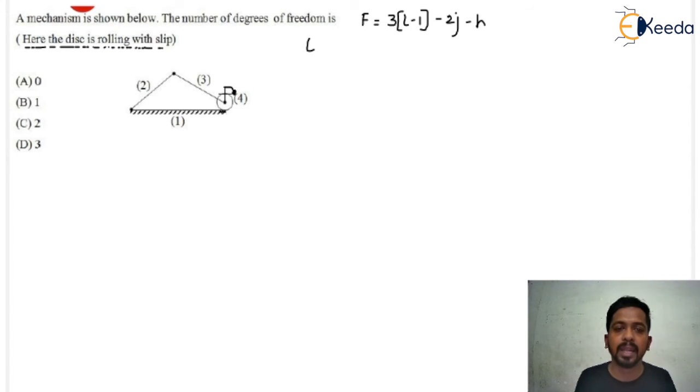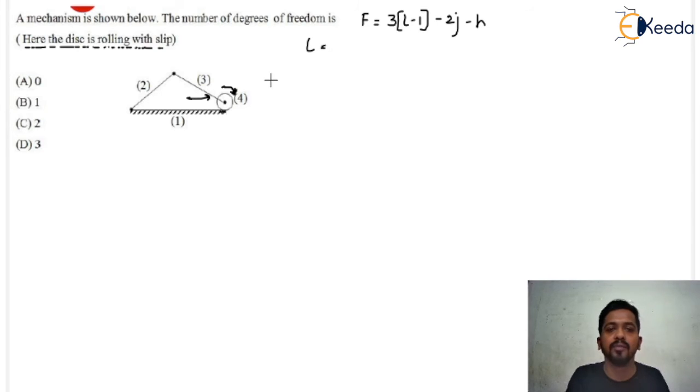That means this plays an important role in the mechanism, because if you remove the disc, the mechanism will change since it is rolling with slip. The structure will move like that. But if it is not rolling with slip, it is in rotation at the same position. There will not be any changes in the mechanism, it will be in the same position, and there will not be any motion in the mechanism.